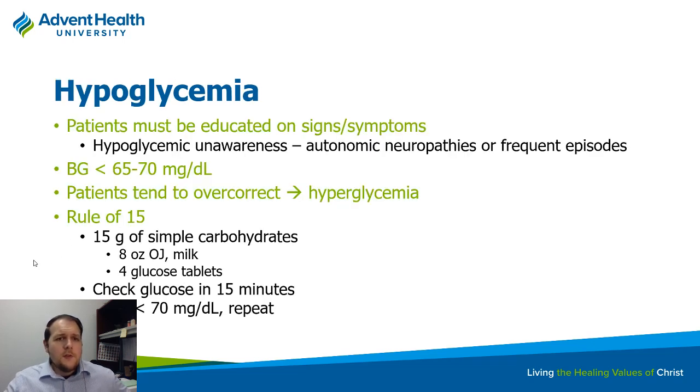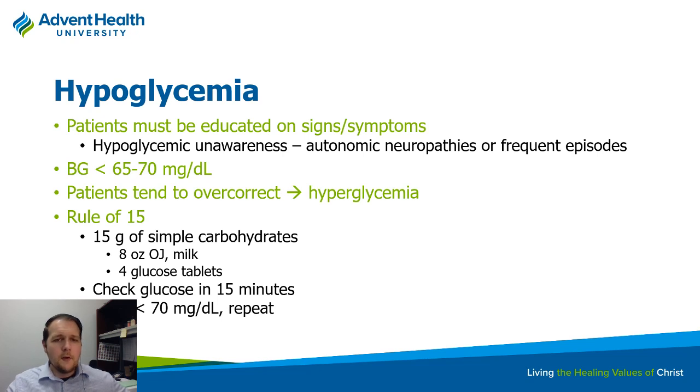So what do we do if patients are hypoglycemic? We want to make sure that patients are educated on those signs and symptoms. And you may find, especially with type 2 diabetic patients, that as they develop some of these autonomic neuropathies, they may not really be able to sense those same symptoms as they would otherwise. And again, they're going to get shaky, sweaty, tachycardic, kind of hangry, right? This is what patients look like when they're hypoglycemic, and it's generally when their blood sugar gets less than 65 to 70. The problem is people tend to overcorrect.